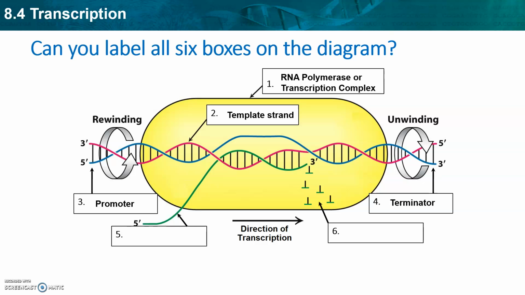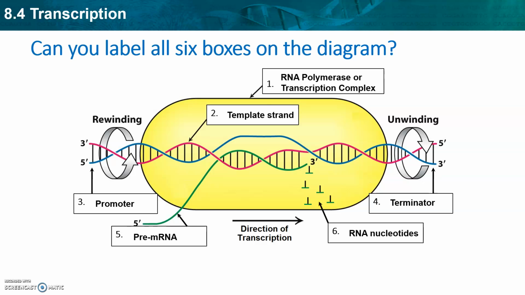Box number 4, that's the end of our gene, or the terminator. Box number 5, this is going to be our mRNA. Now you'll notice that it's called pre-mRNA here. That's because it actually needs to be processed a little bit before it can be used, but we're not really going to be getting into the details of that process today.